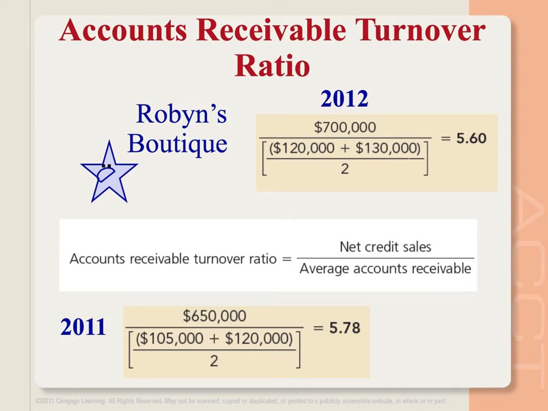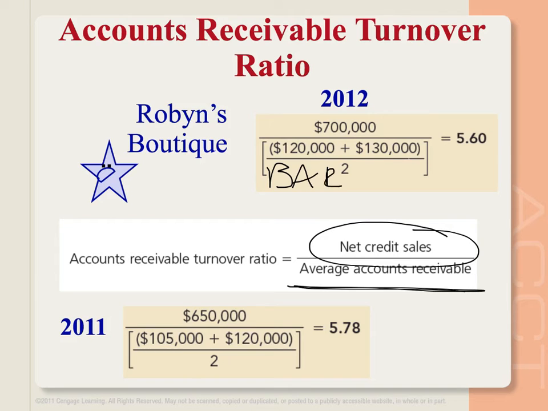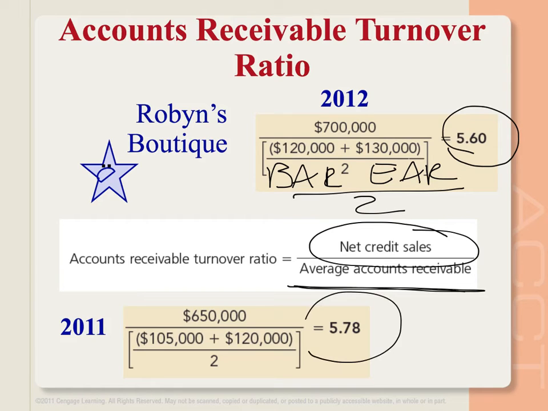And how did we get that calculation? We took net credit sales, and then we took the average accounts receivable, which is beginning AR plus ending AR divided by 2. And we get that almost 6 times a year they fully collect their accounts receivable.